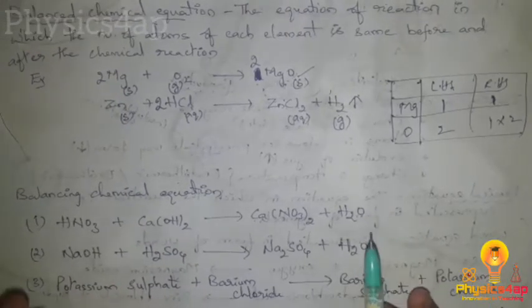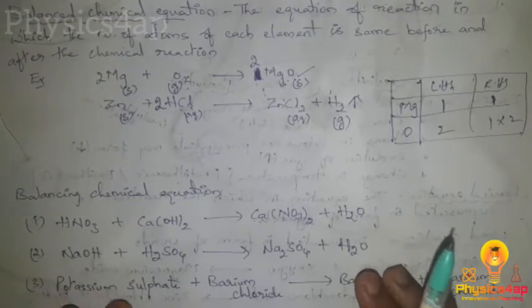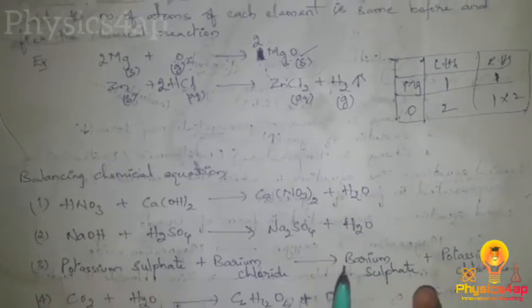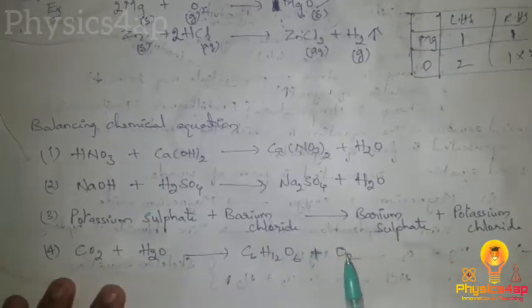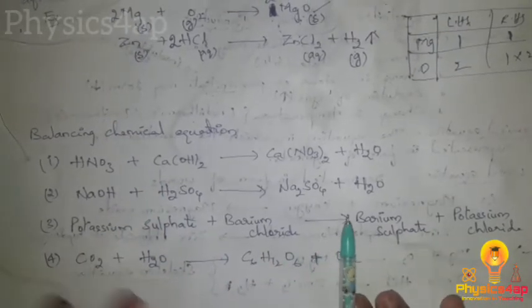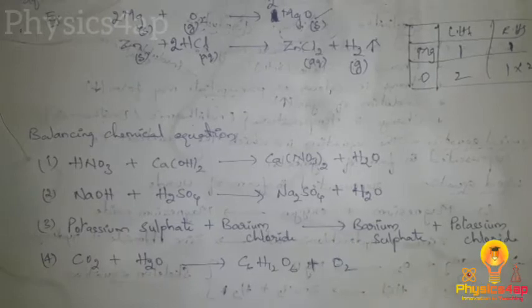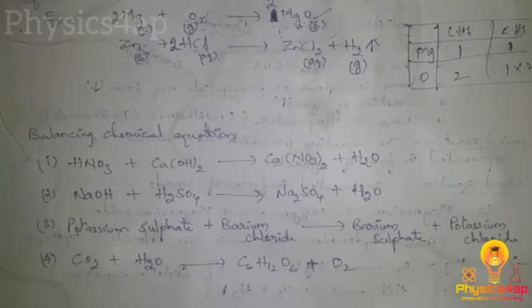All you need to know is a little bit of mathematics, then it is easy to balance the chemical equation. Here we have some chemical equations. We have 4 chemical equations. Now we are going to solve each of them. So let us balance those chemical equations. Now let us balance the first one.